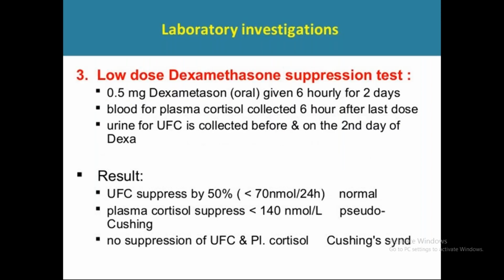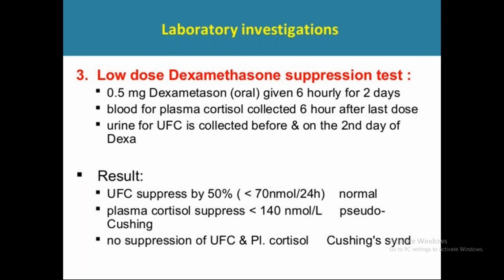It is available in the form of a tablet, and this tablet is given every 6 hours for 2 days. Blood for plasma cortisol is collected 6 hours after the last dose, and urine for urine free cortisol is collected before and on the first and second day of the test. So here dexamethasone is given every 6 hours for 2 days, a very low dose.